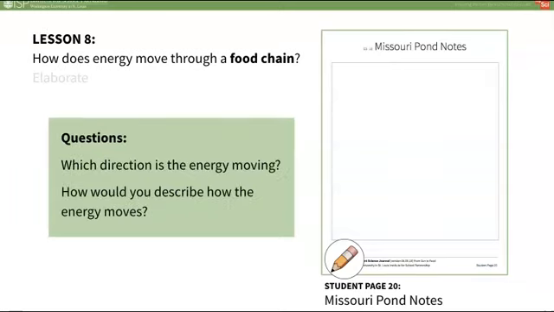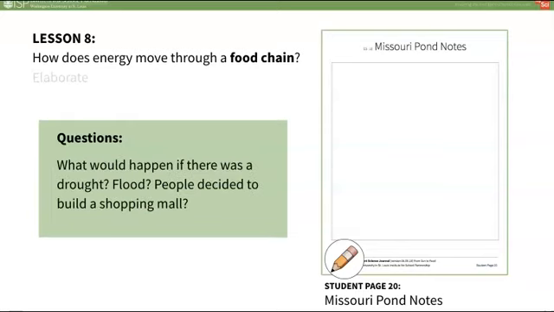Follow up with the question, which direction is the energy moving? How would you describe how the energy moves? Students should notice that the energy moves in one direction from the sun to the top-level organisms. Discuss what would happen if there was a drought, flood, or if people decided to build a shopping mall. In any case, certain organisms may not survive in this ecosystem and food chains would be disrupted.